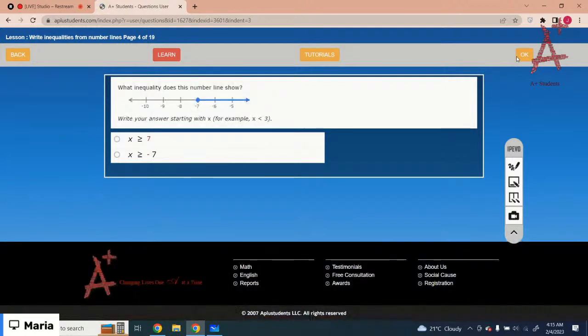Okay, the next one is what inequality does the number line show? So which is the correct option?